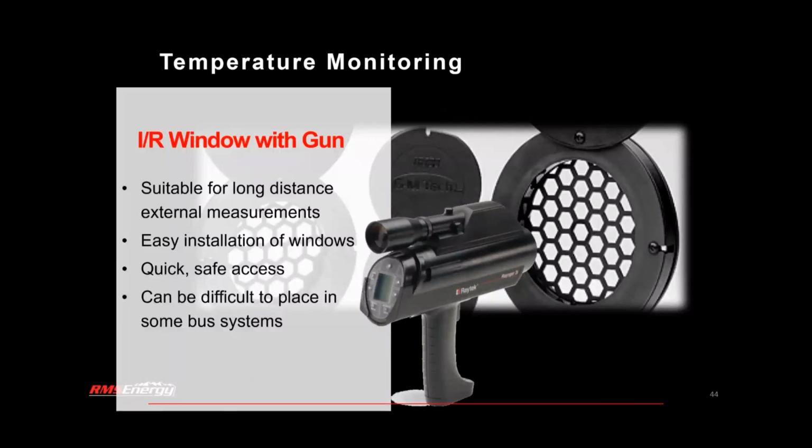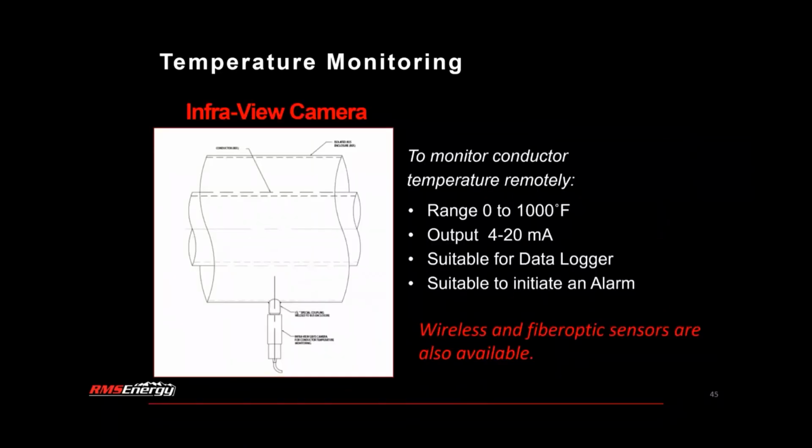There's also the method of using an IR window with an IR gun. These can be placed in easily accessible areas, and they're quick and safe to access. But a lot of times with bus duct, especially isophase, where you've got transformer terminations near high voltage bushings, it's not accessible while that unit's energized. In those circumstances, you can use infrared cameras to remotely monitor those terminations. But there are also wireless and fiber optic sensors available for temperature monitoring as well.